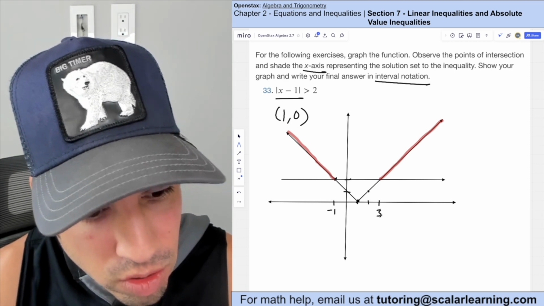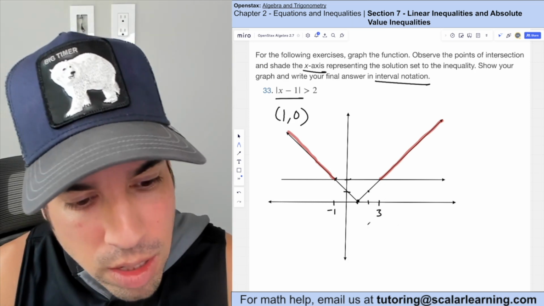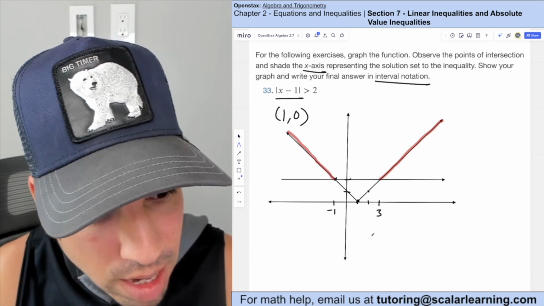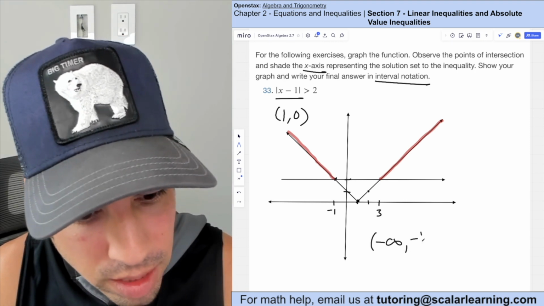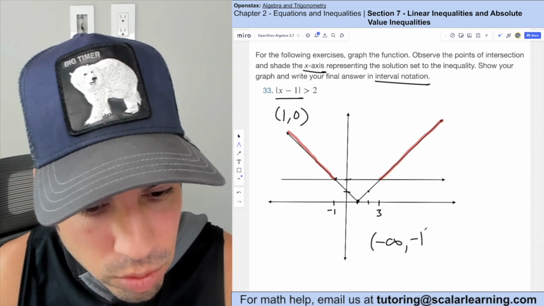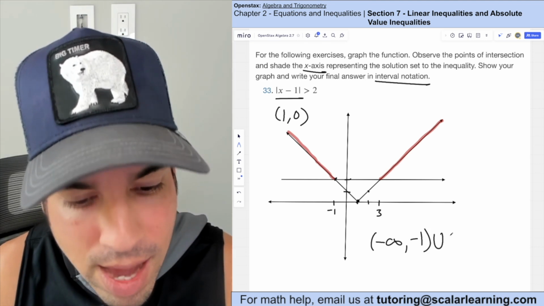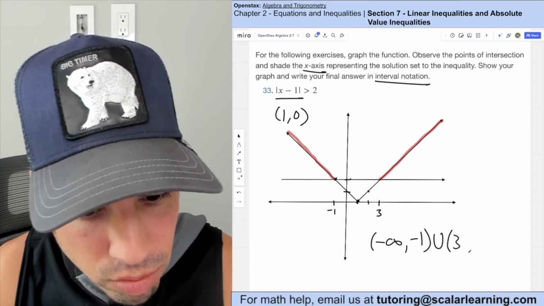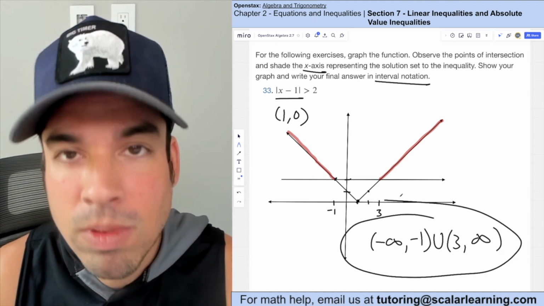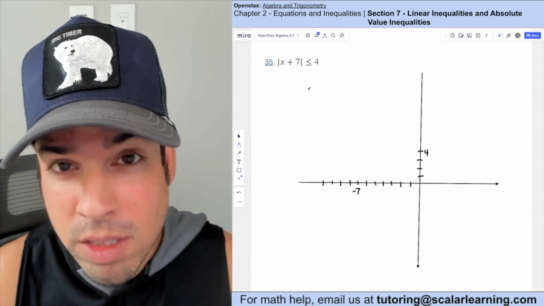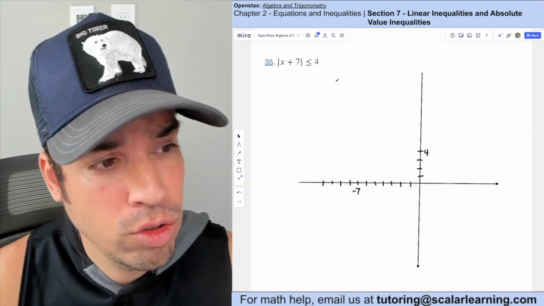So if we want interval notation to represent this, it's everything from negative infinity up to, but not including, negative 1, because it's not greater than or equal to. And then we're unioning that with everything from 3 up to infinity. Boom, done.